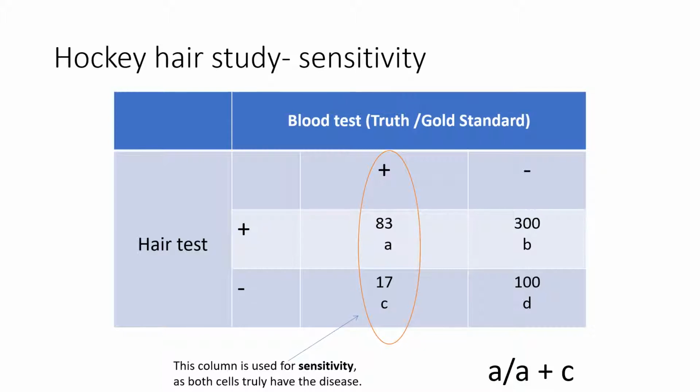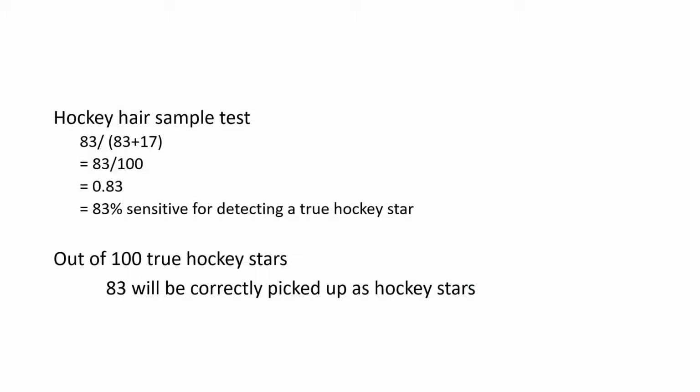So going back to our hockey hair study, let's try to calculate the sensitivity. So of all the people who truly have the condition, these cells here, how many does the test correctly identify as having the condition? So we do some math, shakes down to 83% sensitive for detecting a true hockey star. So out of 100 true hockey stars, 83 will be correctly identified as being hockey stars based on this test.